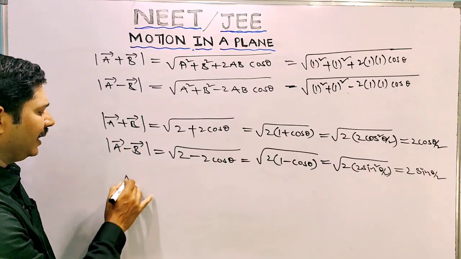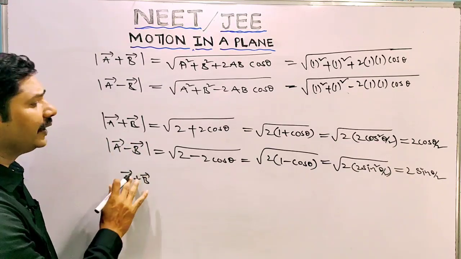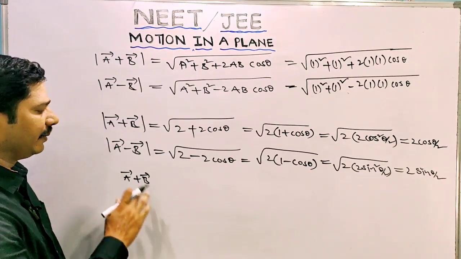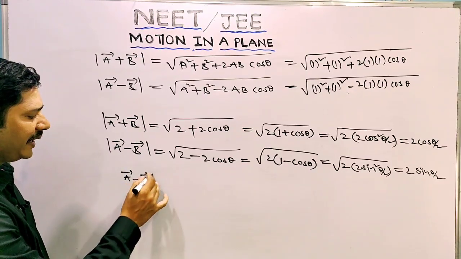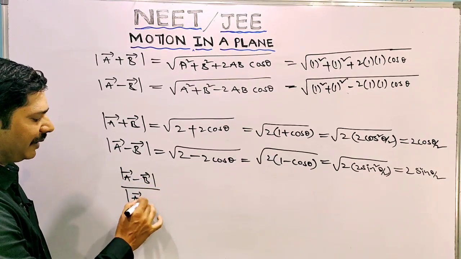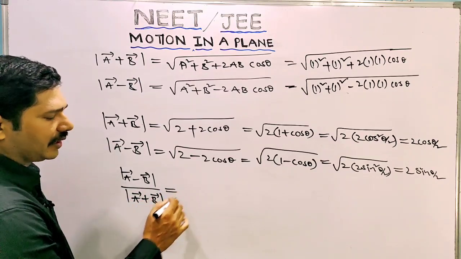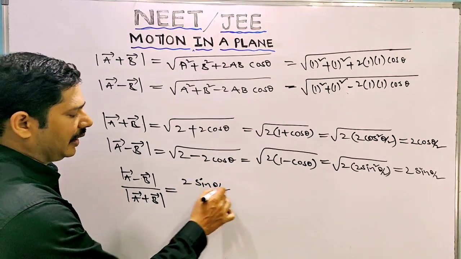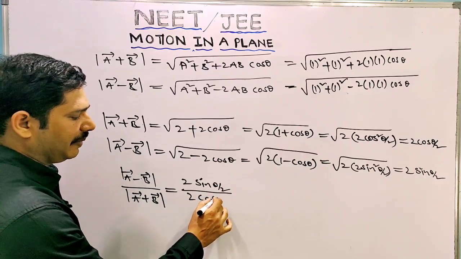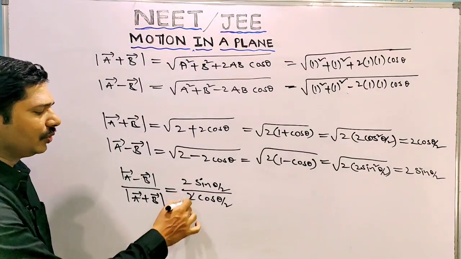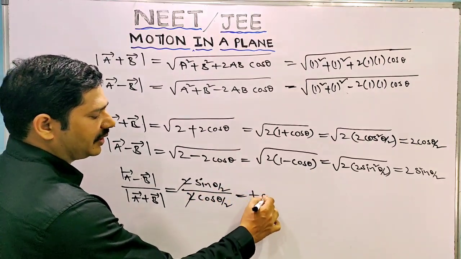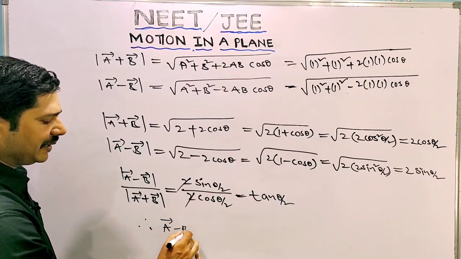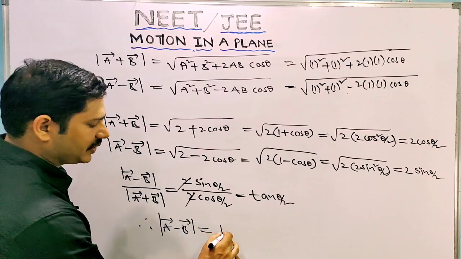Okay, mod of A bar plus B bar, here is how much? 2 cos theta by 2, and mod of A bar minus B bar is 2 sin theta by 2. So what I am taking is mod of A bar minus B bar divided by mod of A bar plus B bar. A bar minus B bar is 2 sin theta by 2, and mod of A bar plus B bar is 2 cos theta by 2. 2 gets cancelled. Sin by cos is how much? Tan theta by 2.